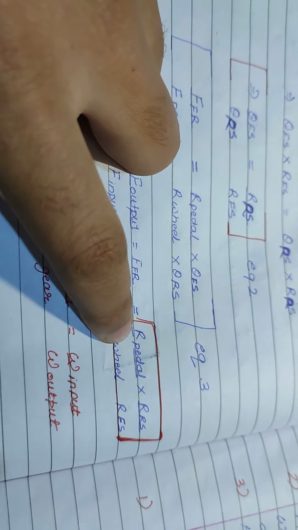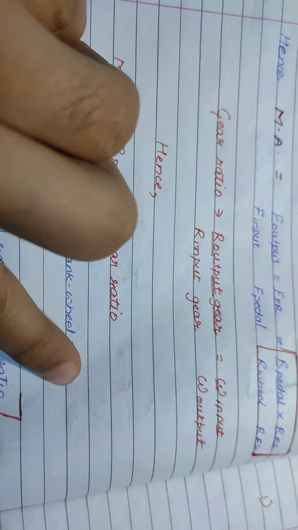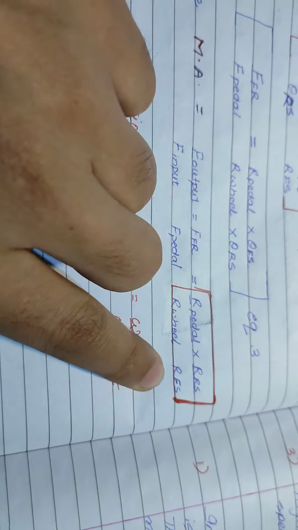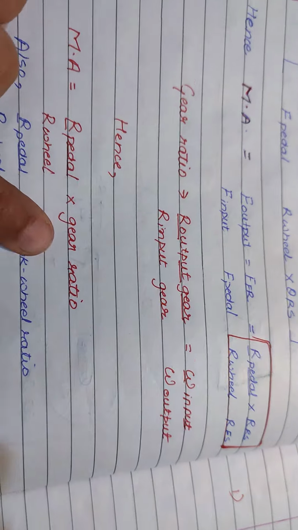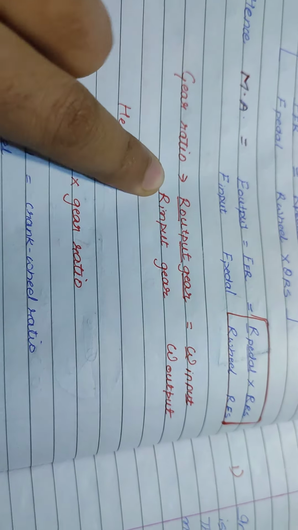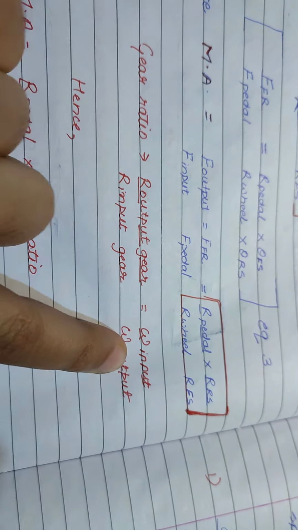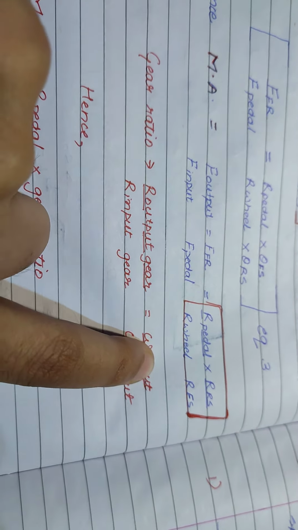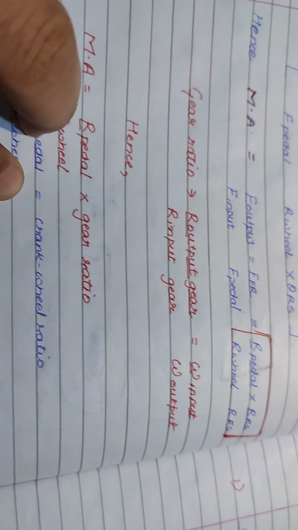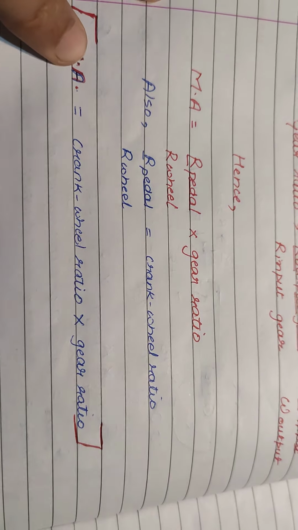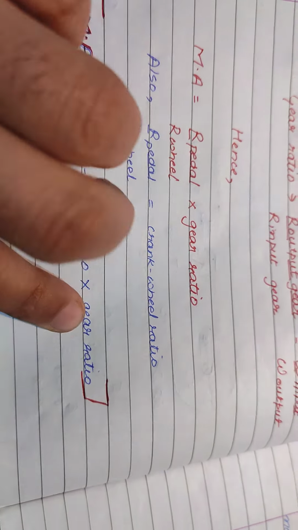Now let's understand what this r pedal upon r wheel is. This r pedal upon r wheel is actually called the crank wheel ratio. Similarly, this r rear sprocket upon r of front sprocket is called the gear ratio. In fact, the gear ratio is also defined as the angular speed of the input gear upon the angular speed of the output gear. Since the angular speed of the input gear is inversely proportional to the radius of the input gear, this gets reversed, and overall you can also write mechanical advantage as crank wheel ratio multiplied by gear ratio.